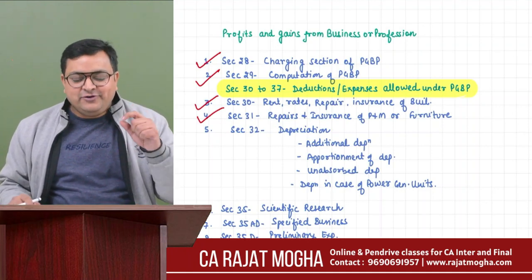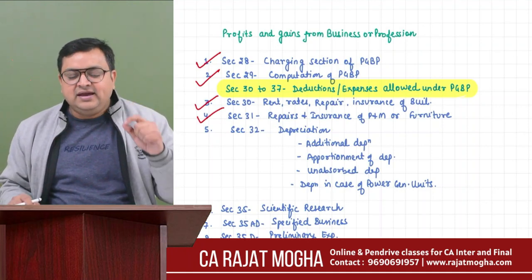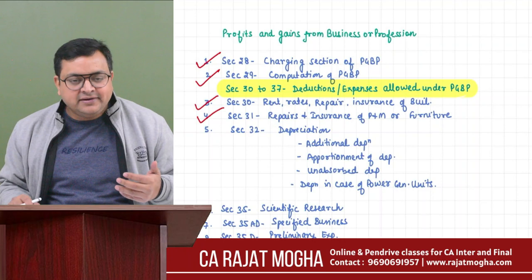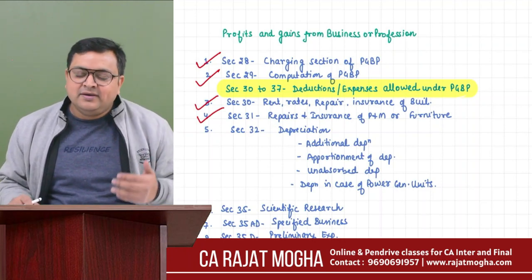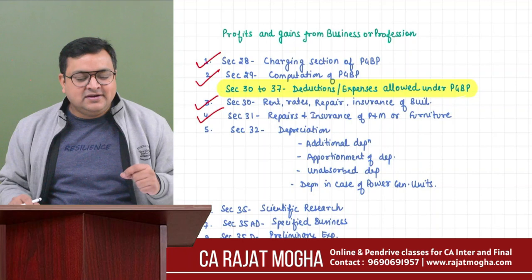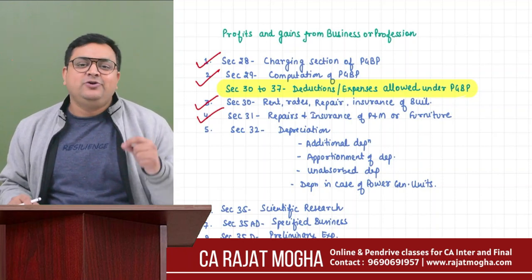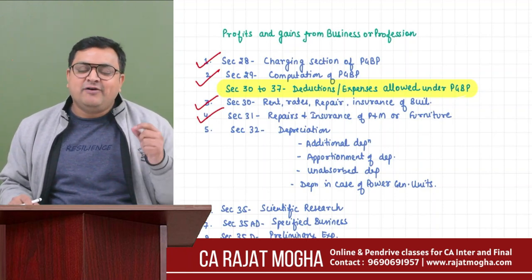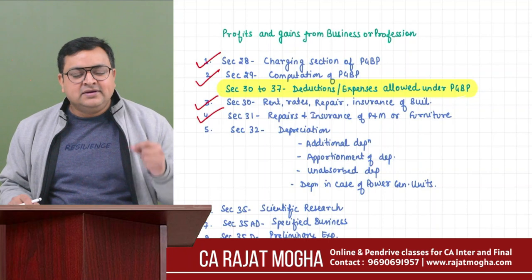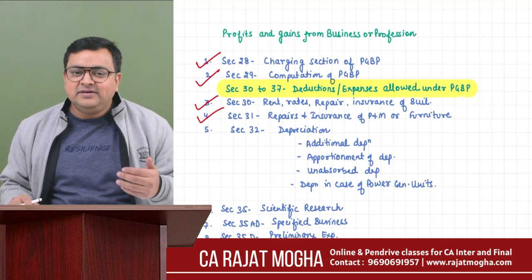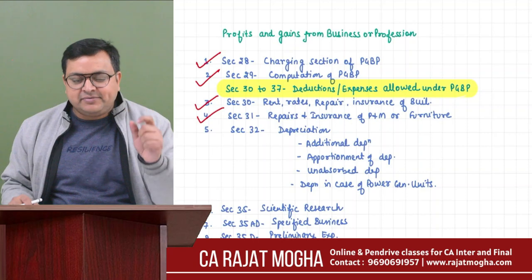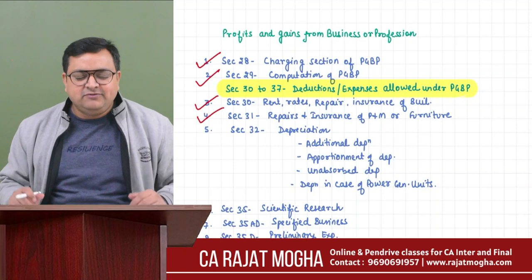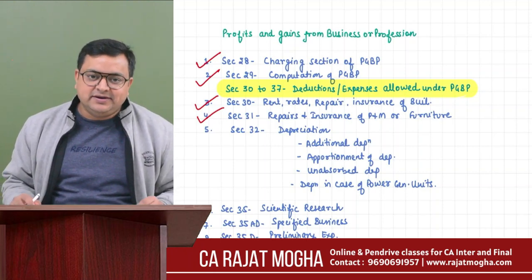Last thing is that you have to look at your information. In case there is any income which should be part of your PGBP and you have not considered that, please consider that income also. Same way, if there are any expenses in the information which should be debited to the P&L account, which are covered under sections anywhere between 30 to 37, and you have not debited that expense, then it is allowed. You should consider that expense. Please bring that expense also and subtract it from your income, right? So that you can get your PGBP. So section 29 is computation. We understand how we will compute our PGBP income.